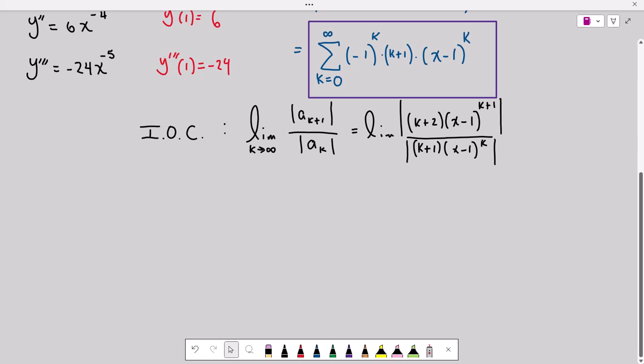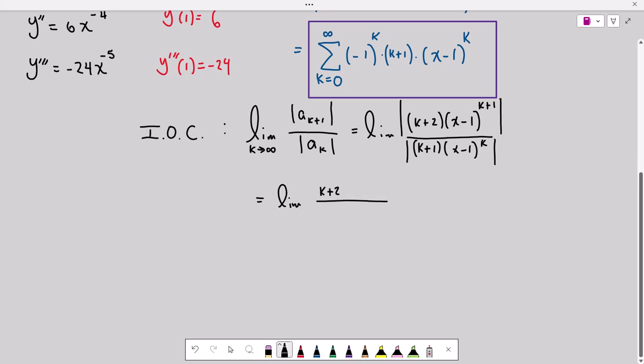Now, tell me how many x's are left and where are they? 1 in the numerator. Everybody agree with 1 in the numerator? So our base is x minus 1. It's raised to the k plus 1 up top, the k down below. K plus 1 minus k is 1. So if we cancel them all out, there's 1 left in the numerator. And x minus 1 has no k in it anymore. The k's are all canceling. So we will just have this, k plus 2.